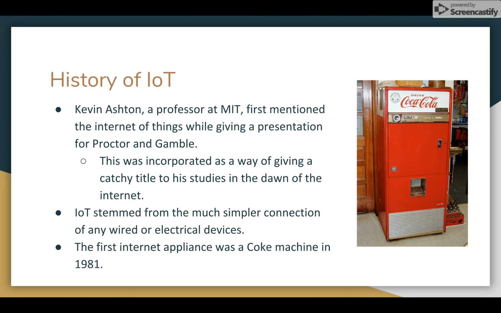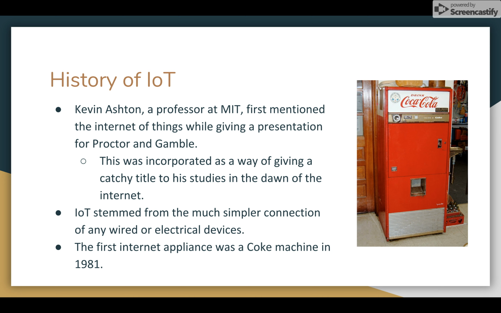So, to dive a little into the history of the Internet of Things, the term was first spawned by Kevin Ashton. He was a professor at MIT giving a presentation for Procter and Gamble, and in this presentation, he wanted to incorporate a catchy name or title for the device that he was applying. In that search, he developed the Internet of Things, which in his era was much different from what we associate with the term in our era.